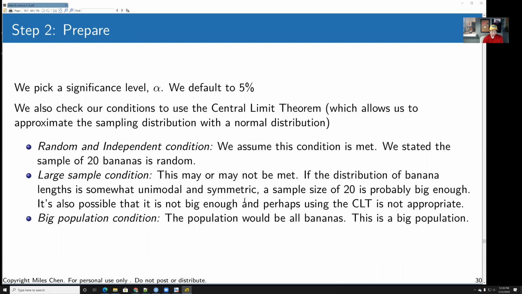So it's possible that we come to the wrong conclusion and we don't even realize it because we're assuming the central limit theorem applies, but we could be wrong. So right now we're going to just assume that this is met and go on, but we'll keep in mind that this is a limitation of our work here, right? The population would be all bananas, and that's a big population. We have 20, and 20 times 10 is 200. Is the population bigger than 200 bananas? Yes, very, very much so.